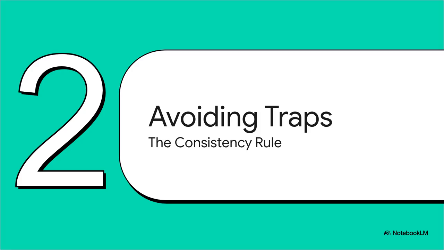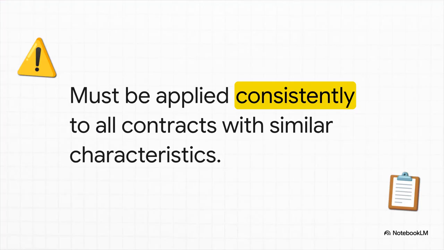Which brings us perfectly to part 2, avoiding expedient traps, specifically the consistency rule. Look, while the practical expedient is incredibly helpful, misapplying it is a very, very quick way to attract unwanted attention from an auditor. The absolutely crucial detail you need to remember here is that this is an accounting policy election. It's not a contract-by-contract choice.